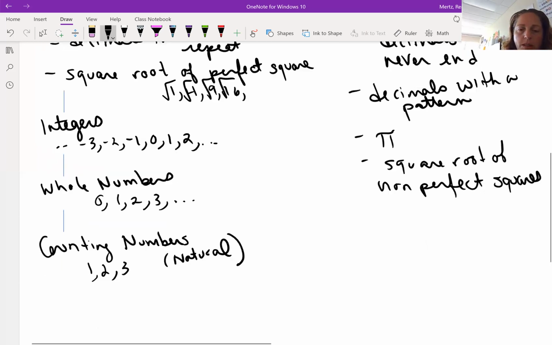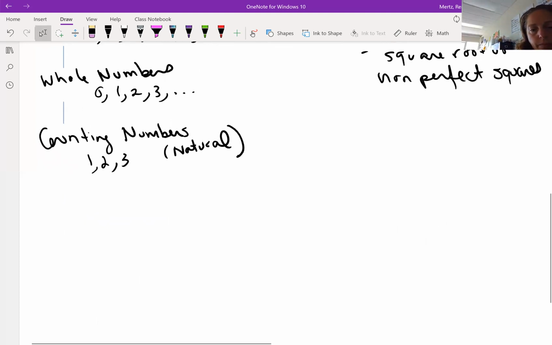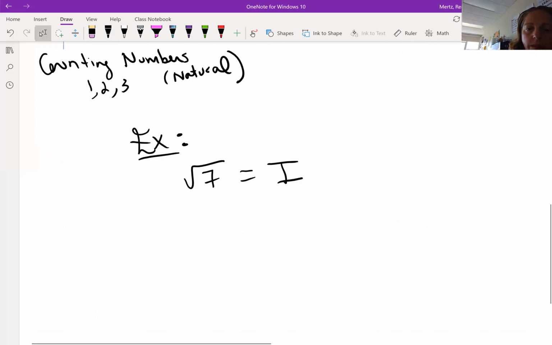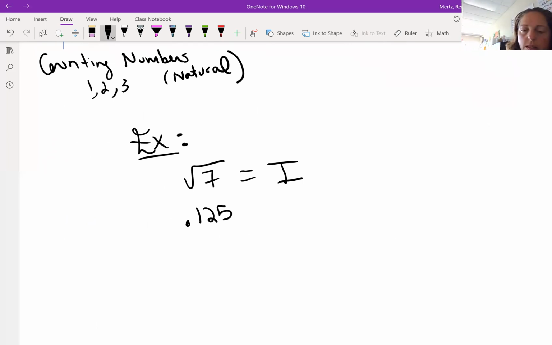Let's look at some examples for rational and irrational. So if we have the square root of 7, is it a perfect square or not a perfect square? It's not a perfect square. If you type it into your calculator, it's very ugly, so it's irrational. 0.125: if I hit math fraction, it's going to change it to 1/8. So it can be expressed as a fraction, or it's a decimal that ends. That'd be rational.